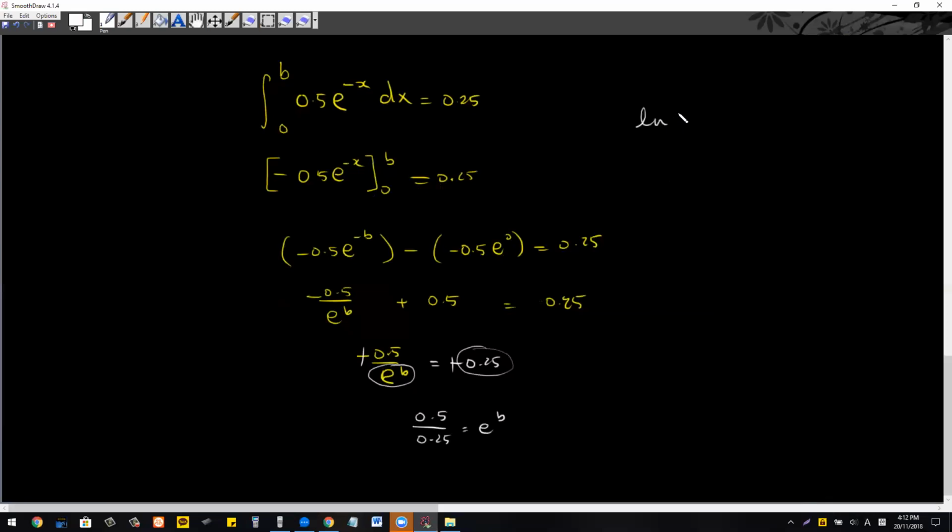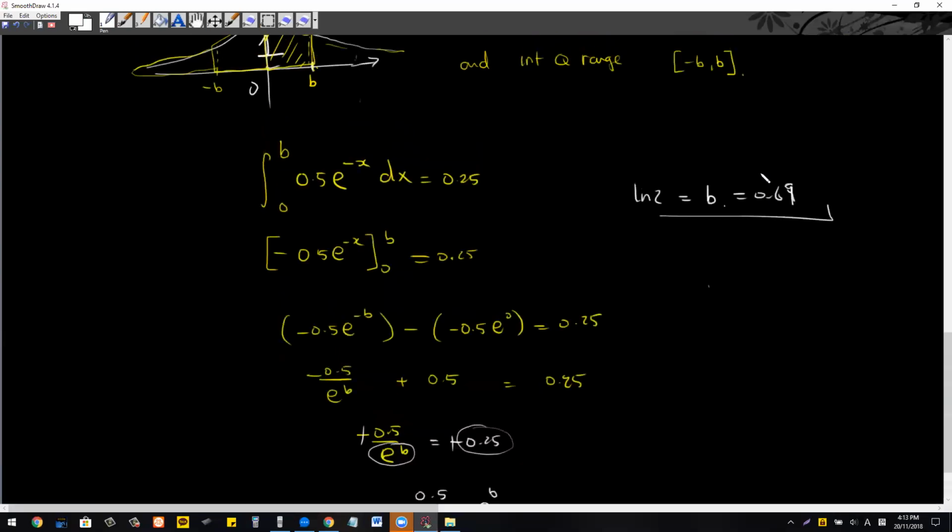So you get b is equal to, hold on, not ln b, ln 2. Yep, ln 2, which is 0.693, is equal to b. Which is equal to 0.69. Yep, so that's the answer for b.